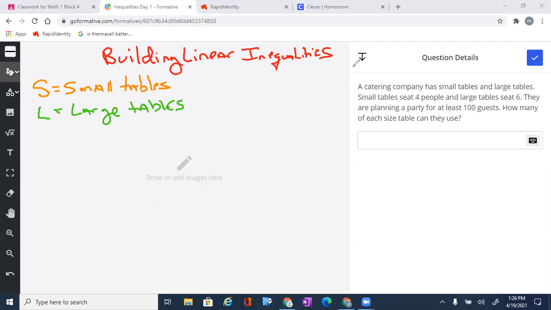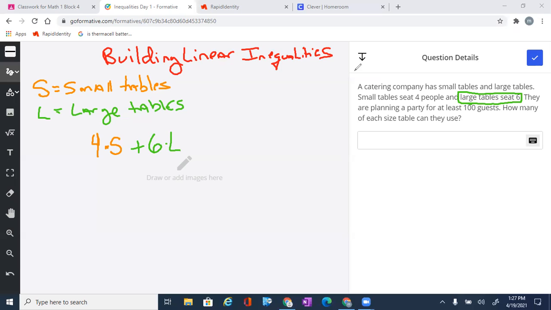So in this statement, it says 4 people are for the small tables. So I'm going to just simply say, well, I have 4 people times every small table that is available. Plus, we have the large tables that sit 6 people. So we're going to add the 6 people that can sit at each one of the large tables.